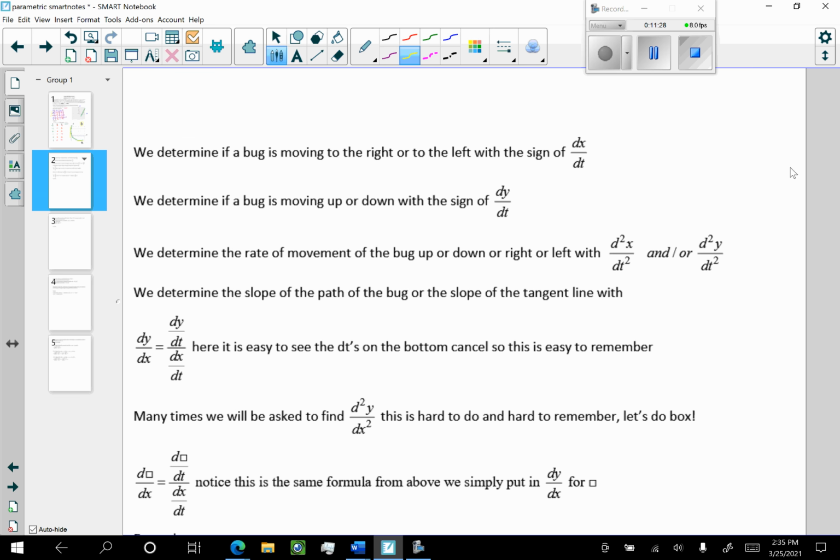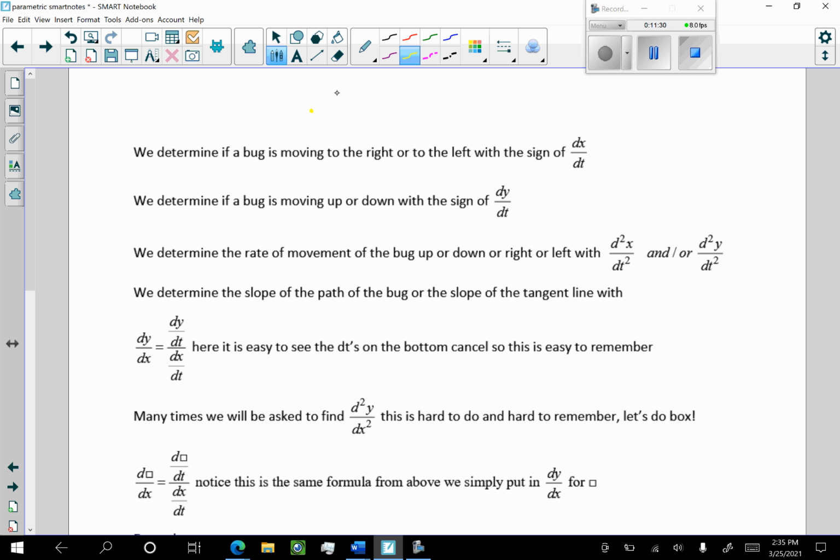And here we go. Well, golly, if you look at this first statement here, we determine if a bug is moving to the right or to the left with the sign of dx dt. Well, we knew this before. We could talk about dx dt, and if it's positive, the bug is moving to the right. If it's negative, the bug is moving to the left. So don't forget what you already know. We're just combining some things together.